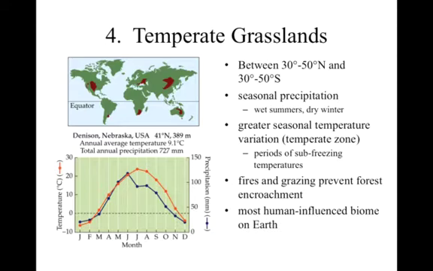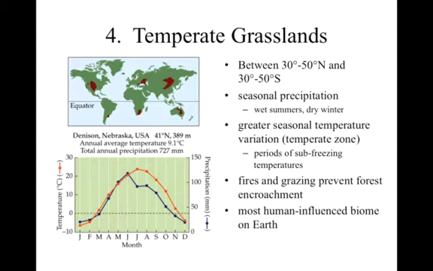Because these are further away from the equator, you tend to get greater seasonal temperature variation. They are in the temperate zone. They are no longer in that tropical zone. And you actually can get periods of sub-freezing temperatures. Partly because of the dry periods, you get fires. And also because they're grasslands, you tend to get grazing. And so a lot of the animals that live in the grassland and graze it actually prevent the forest from moving in.